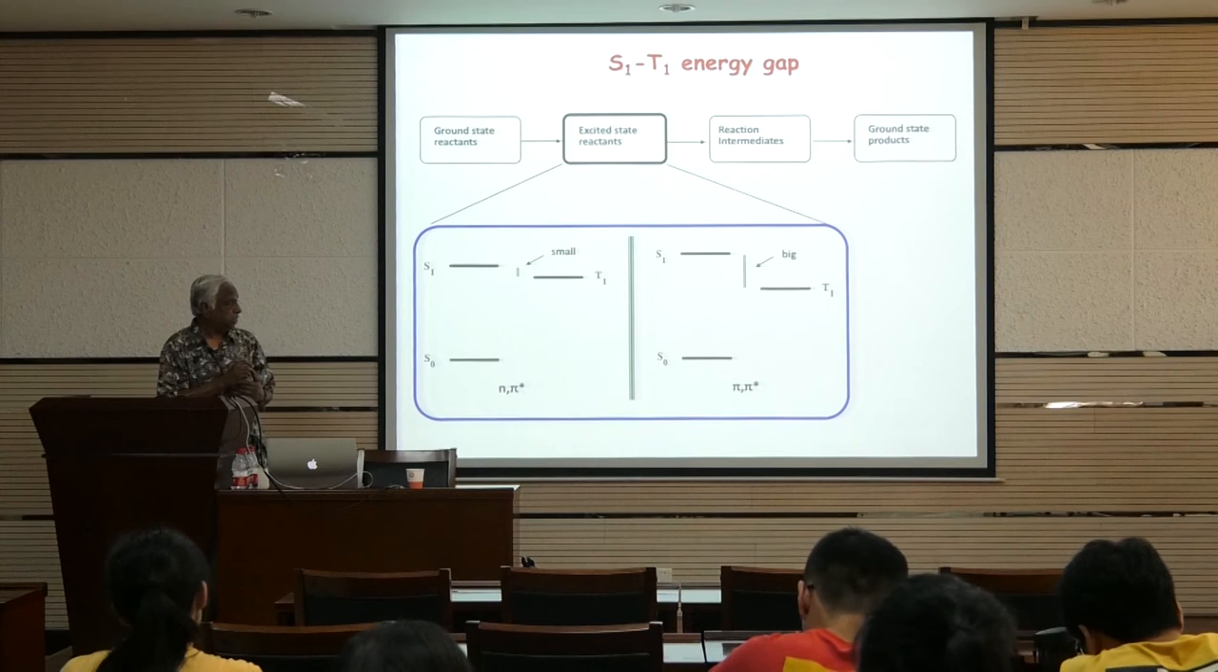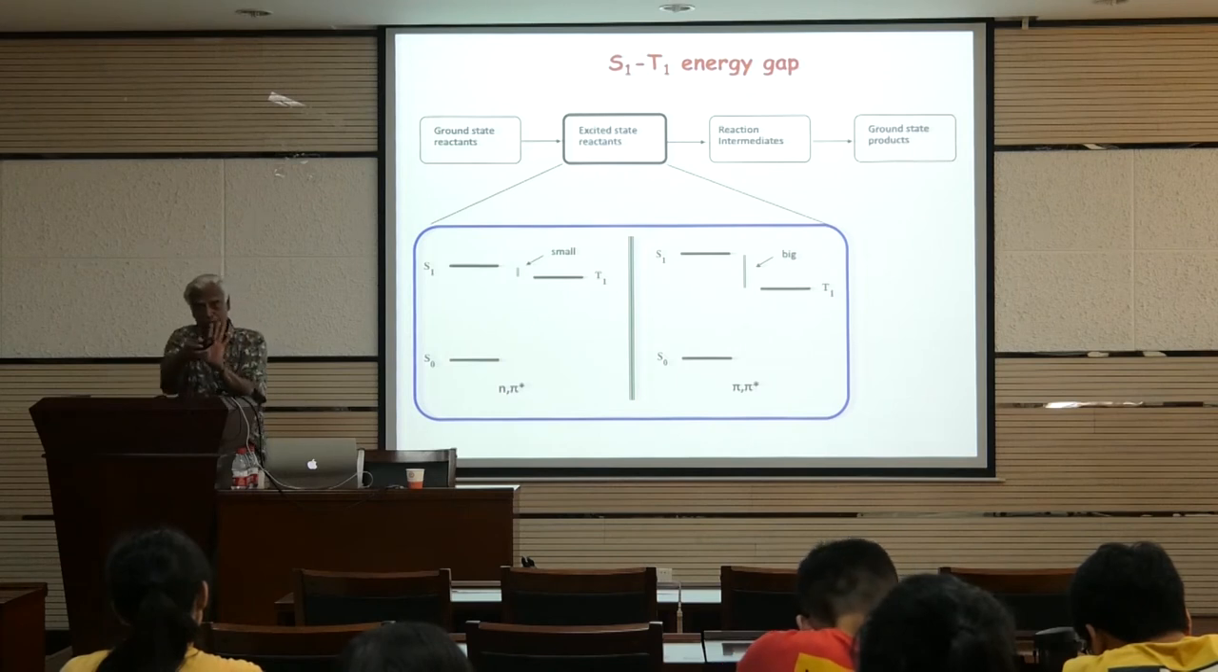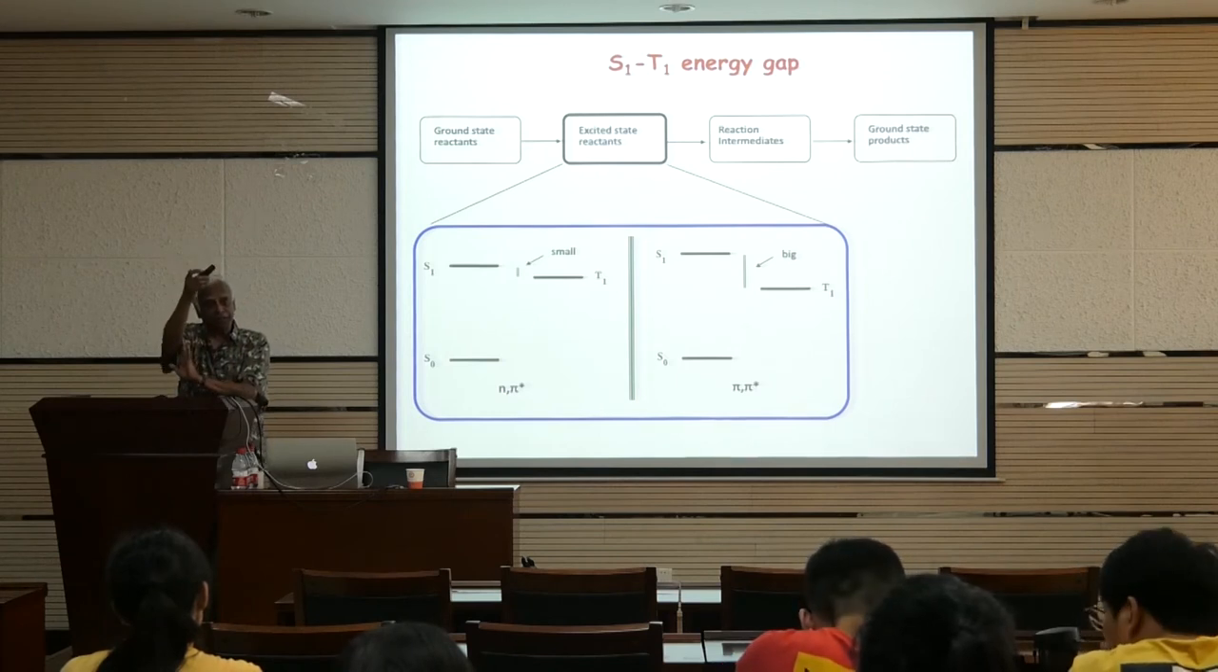In the singlet state, if the two electrons have opposite spin, they can come close to each other. If they come very close, the energy will increase, because there is nothing stopping them from getting very close. Whereas in the triplet state, since they have the same spin, they know each other, they will stay away from each other. Because of that, there is less repulsion and the energy will come down.